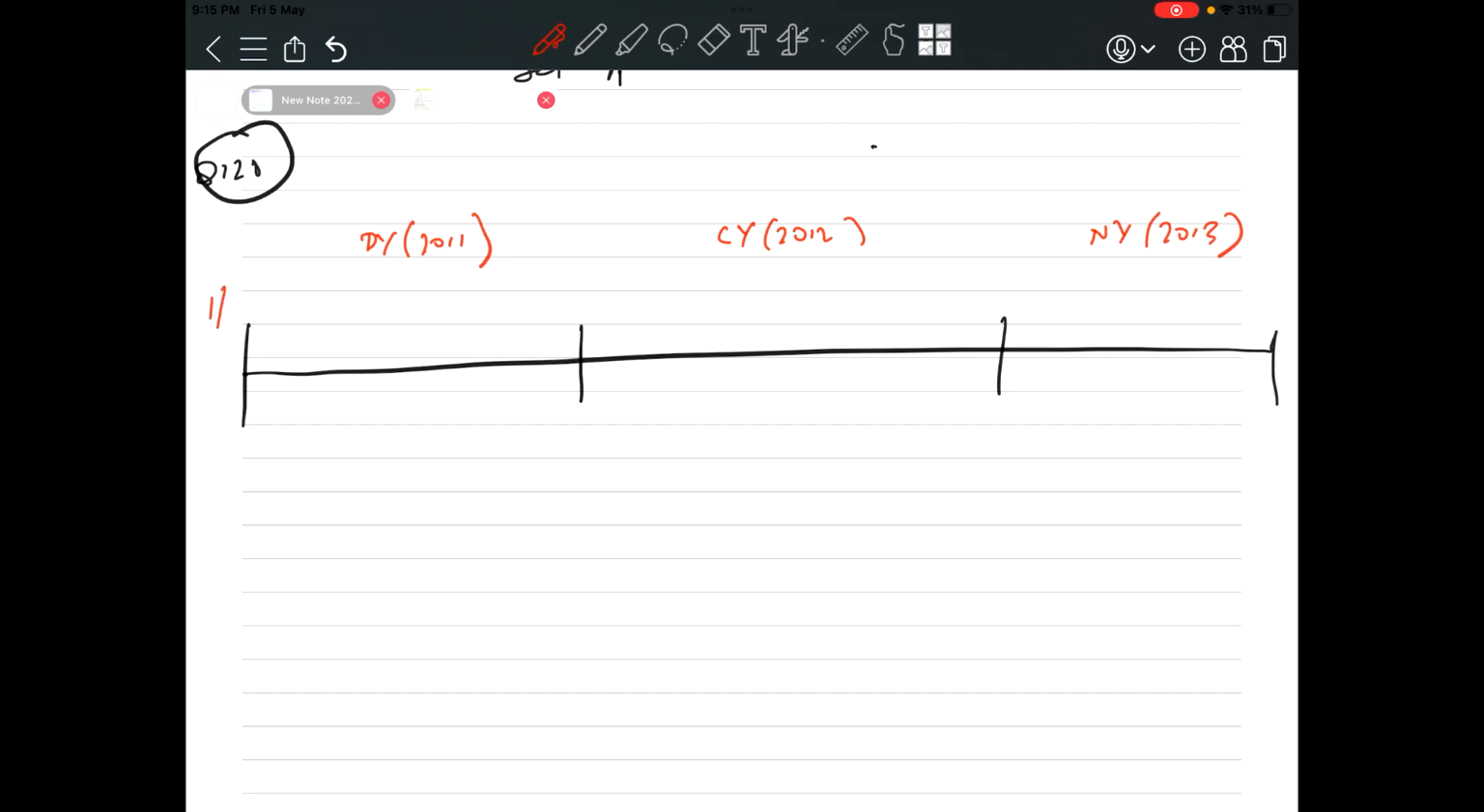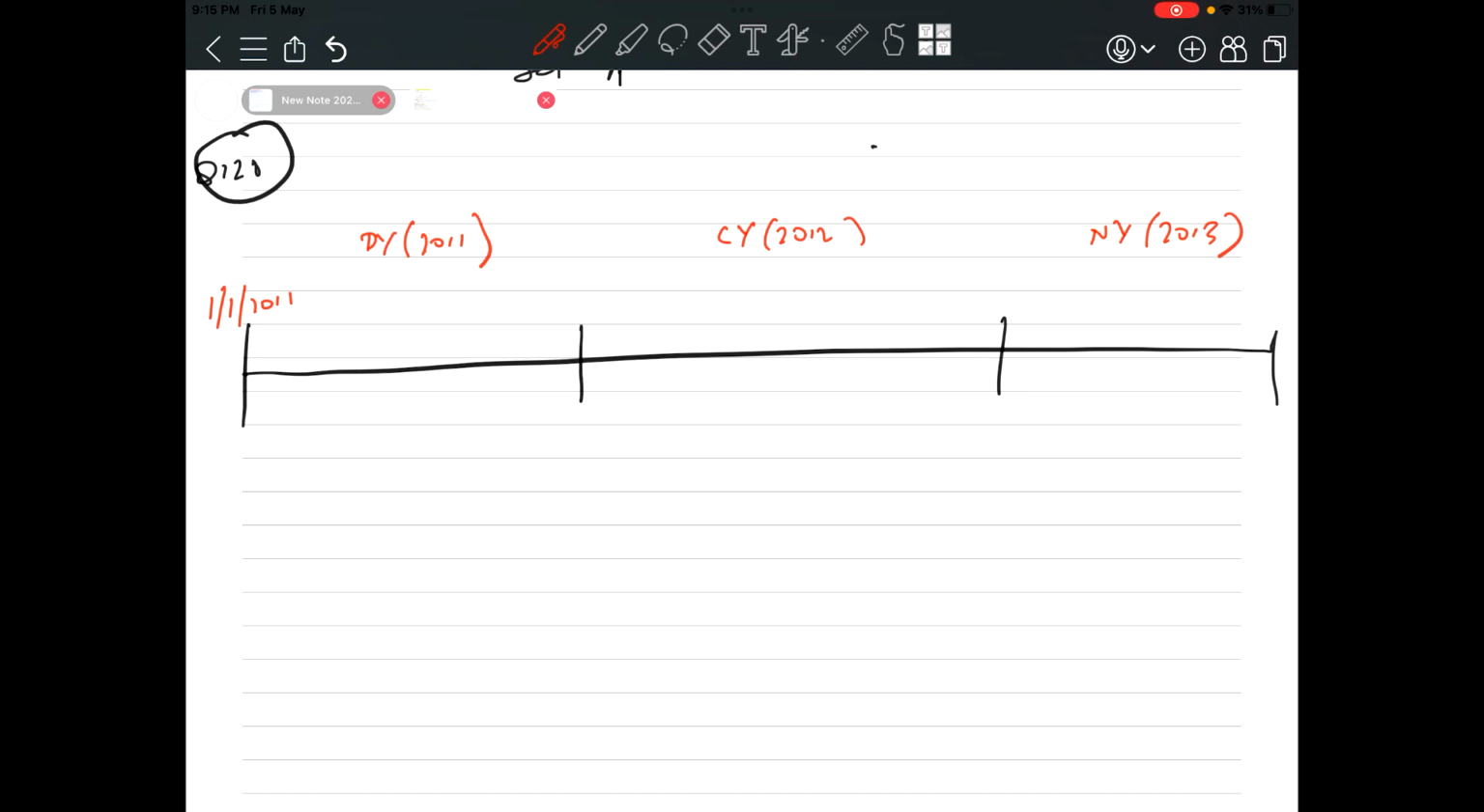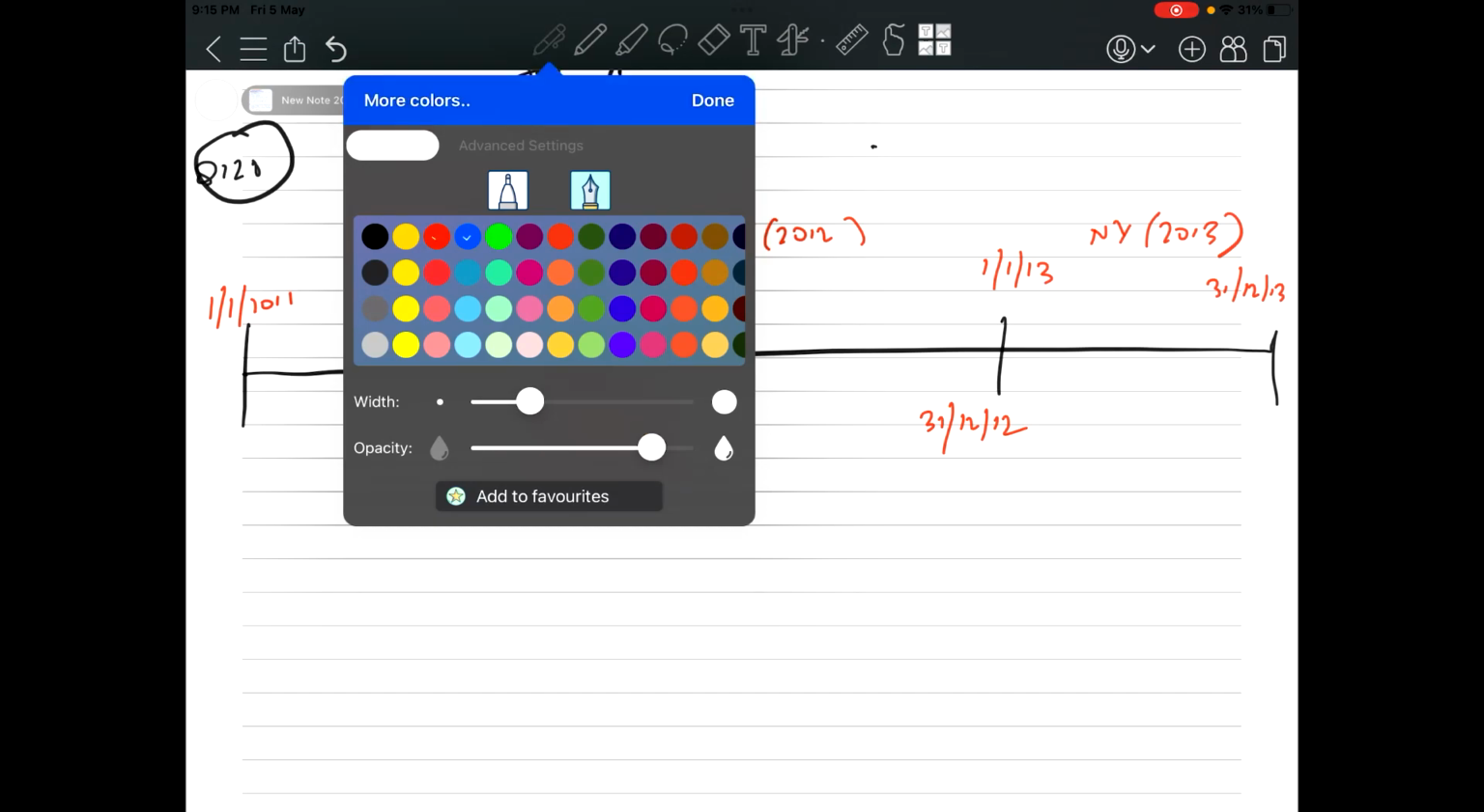So the previous year will start on 1/1/2011, because it is 31st December ending, and will end on 31/12/2011. The current year will start from 1/1/2012 and end on 31/12/2012. The next year will start from 1/1/2013 and end on 31/12/2013. I hope this is simple and easy to understand.